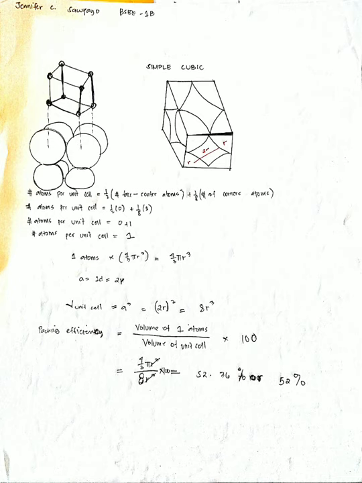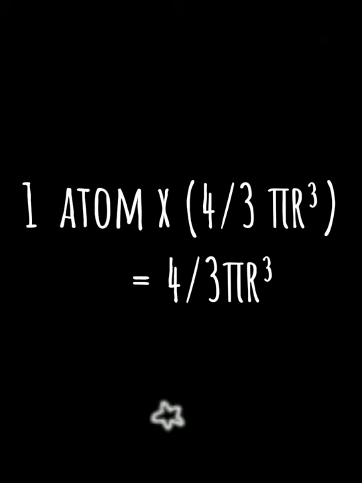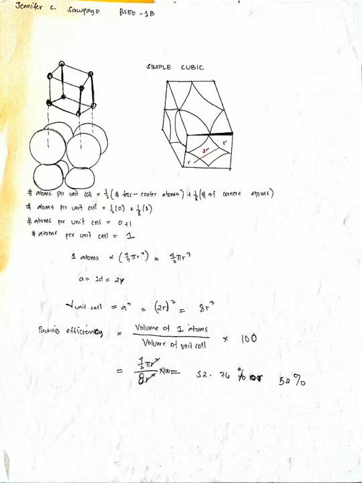If we let r be the radius of an atom, then the volume of each atom is 4/3 pi r cubed, so the total volume occupied by the atoms themselves is the number of atoms multiplied by the volume of each atom. To calculate the volume of one atom, we multiply 1 atom times 4/3 pi r cubed, which is equal to 4/3 pi r cubed.